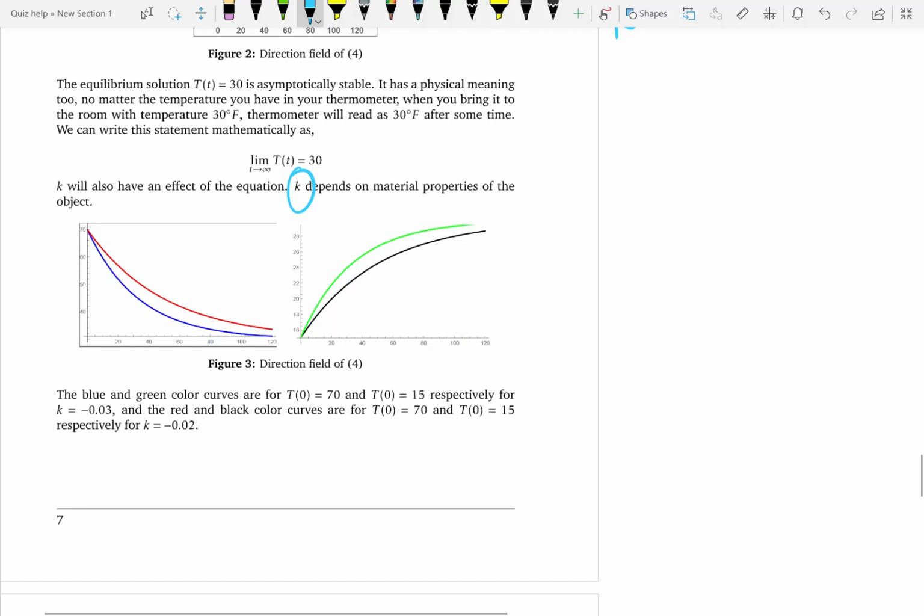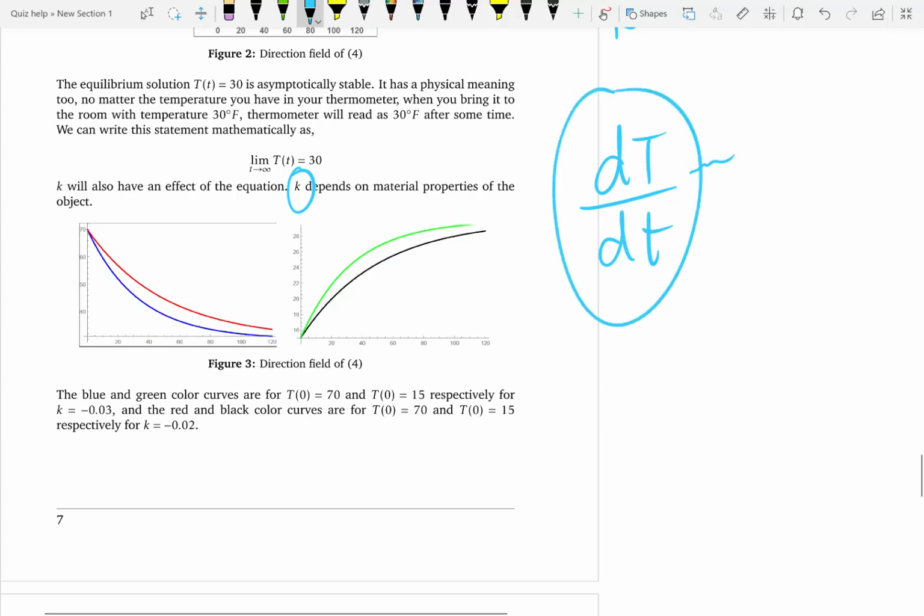Your coffee is inside this thermos and you are carrying it all the way to a room, or outside. The coffee is not going to cool down. It's going to stay hot because of the material properties of the thermos. That is where this K comes into play. The material that this thermos is made of affects this K, so it makes the rate of change, dT/dt, very small.